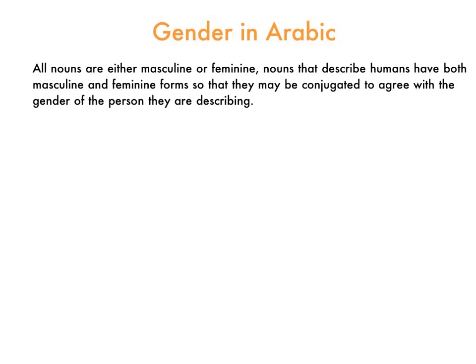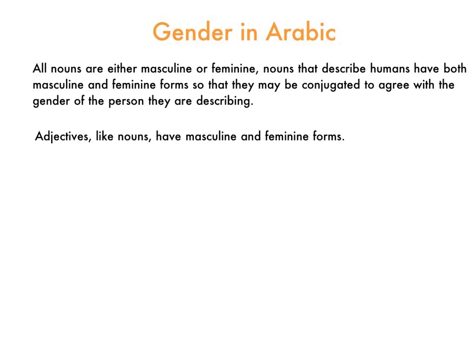For instance, if I want to say male teacher, I would say ustad, and if I want to say female teacher, I would say ustada. Another example is doctor. If I want to say male doctor, I would say doctor, and female doctor, doctora. Or if I want to say male engineer, I would say muhandis. Female engineer would be muhandisa. As you see, we have feminine and masculine forms depending on the gender of the person.